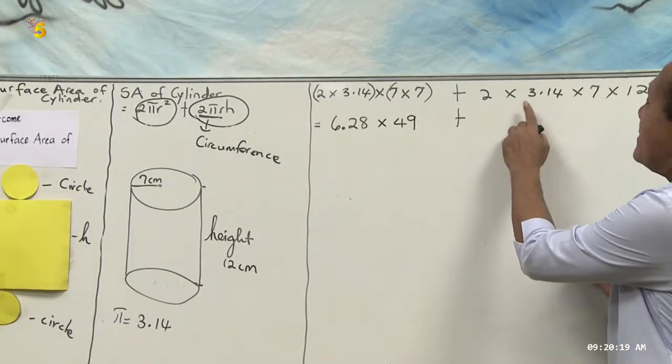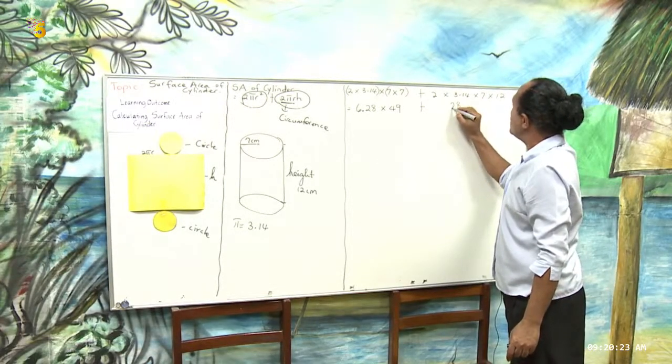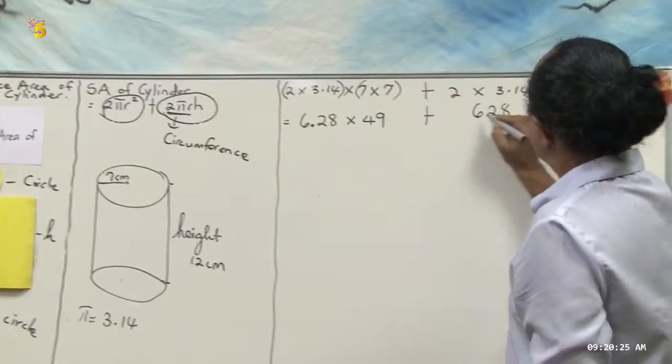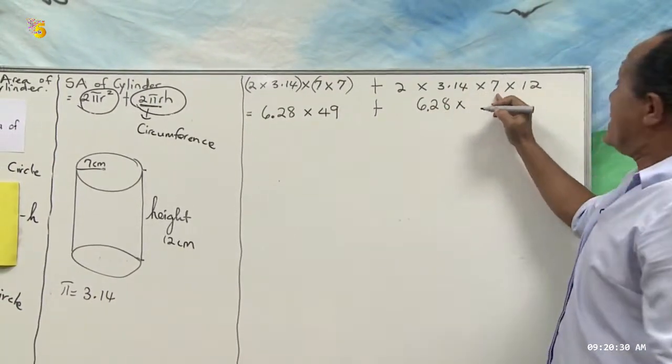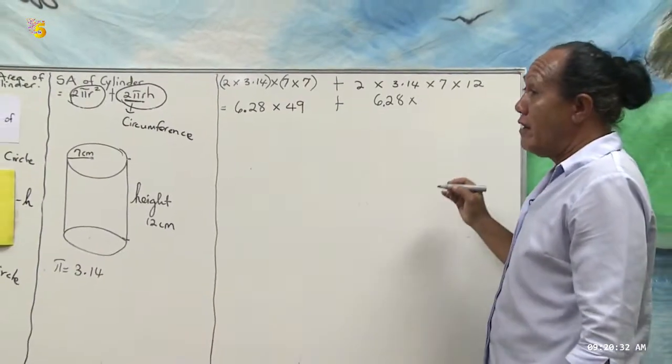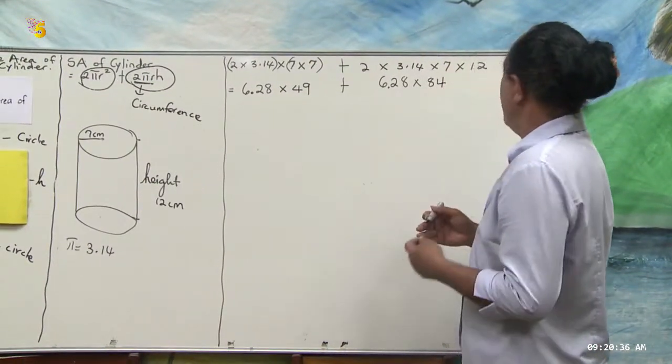Plus 2 multiplied by 4 is 8. 2, 1, 2, 2, 3, 6. 2 decimal places, we put the points here. And then multiply 7 multiplied by 12, which is equal to, very good, 84.